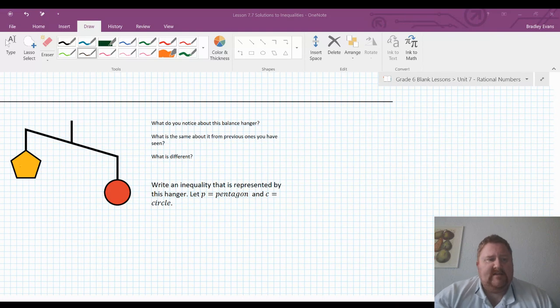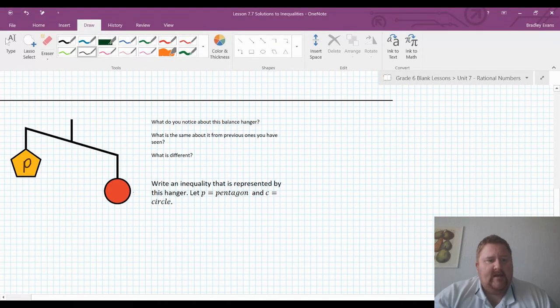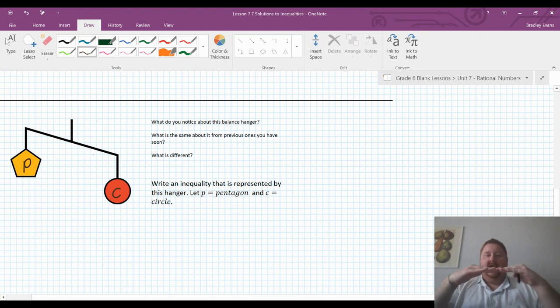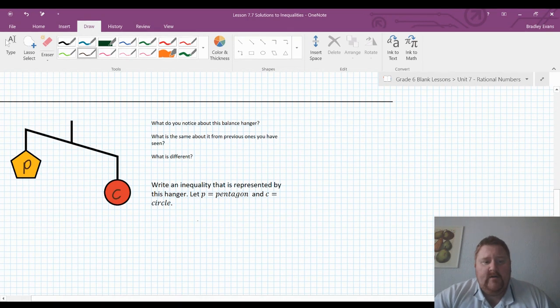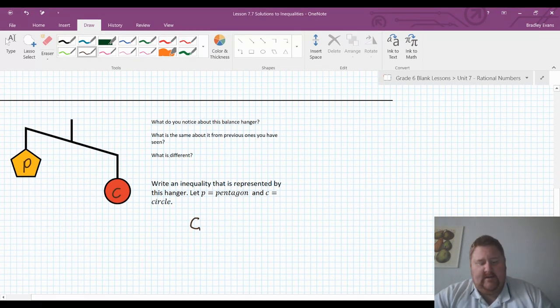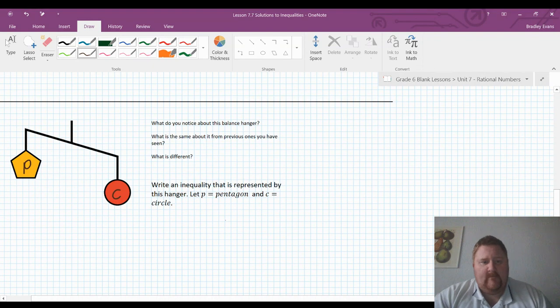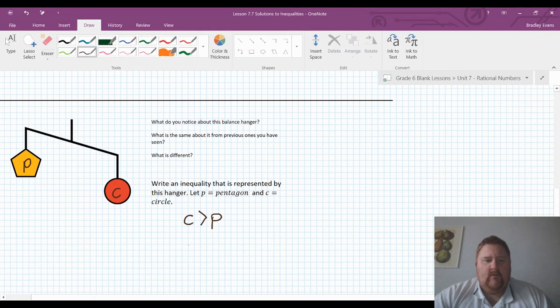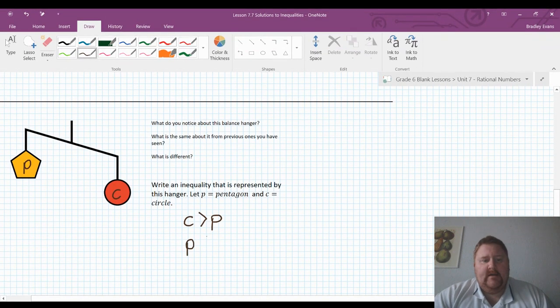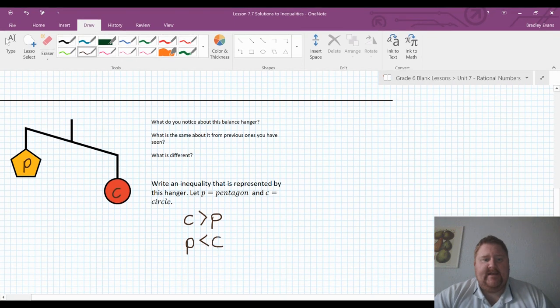So here, let's say the pentagon is P and the circle is C. Write an inequality that is represented by this hanger. Well, I can see if something is heavier, it's going to go down. Okay, the C is obviously heavier than the pentagon. The C is a greater weight than the P, or we could write that P is less than C.